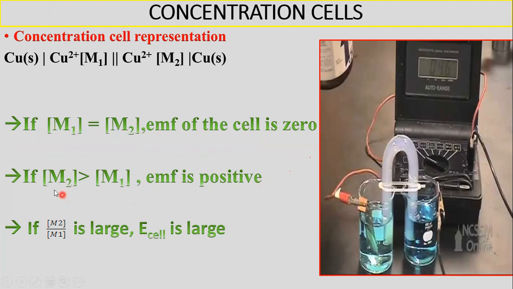If the concentration of the cathodic half cell, that is M2, is very high, then the EMF is found to be positive. If the ratio, that is concentration of M2 by concentration of M1, is large, the cell potential, E cell, is found to be large.